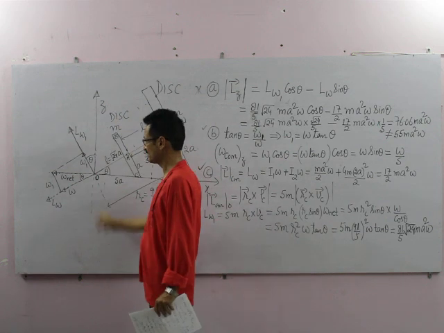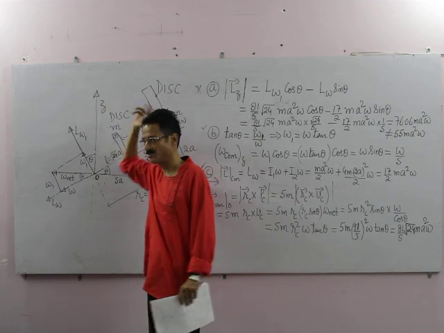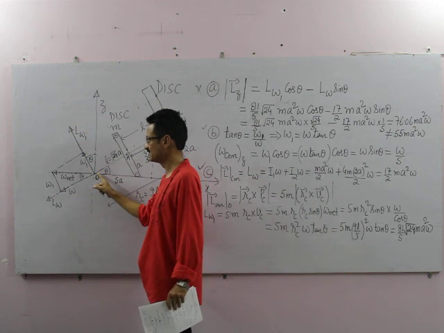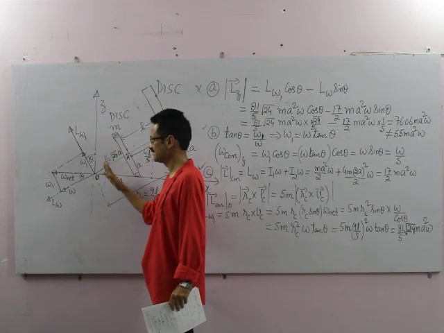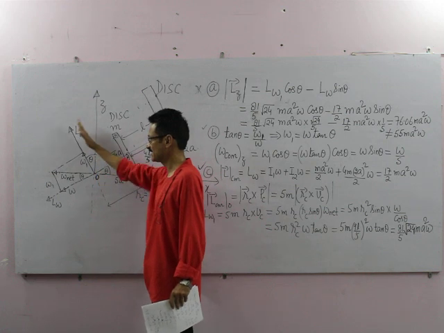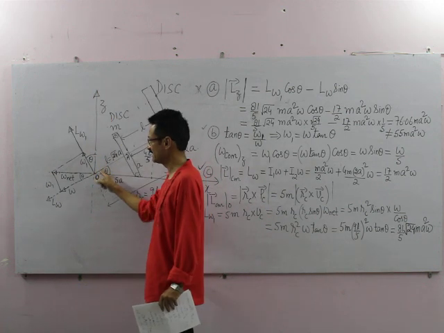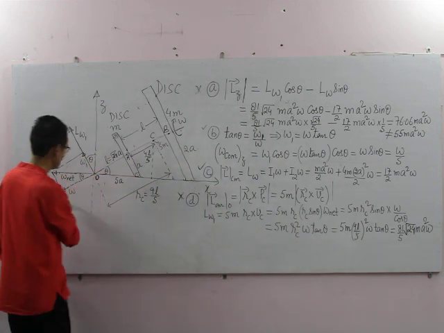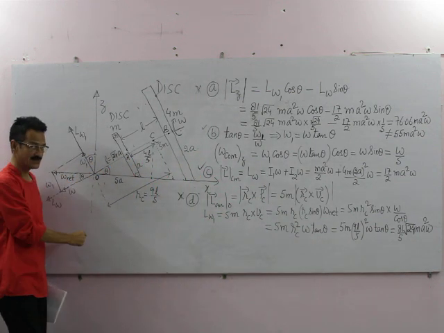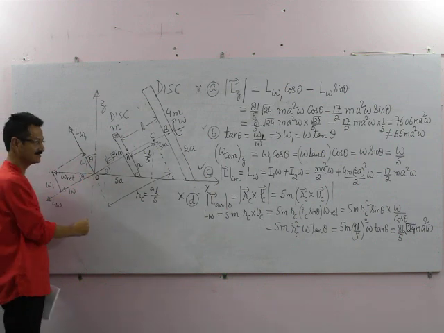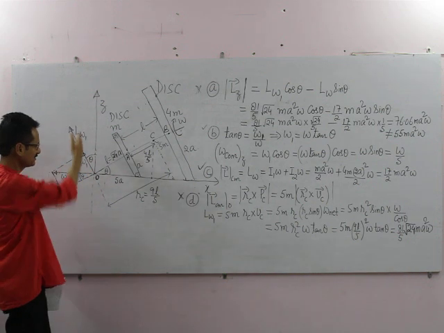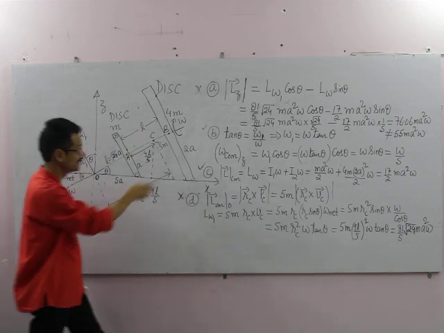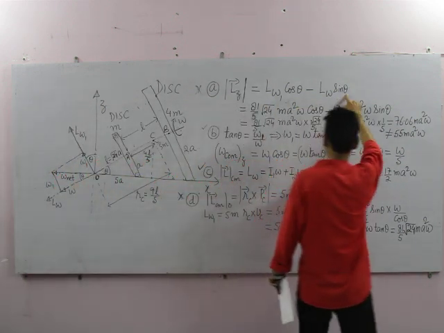In order to find this component of the angular momentum of the assembly, we split this. In this, we take the component of this L omega 1 along the z-axis. So it will be L omega 1 cos theta. And the component of this L omega will be in the downward direction. It will be L omega sine theta. So the net angular momentum in this direction will be L omega 1 cos theta minus L omega sine theta, which I have written here.